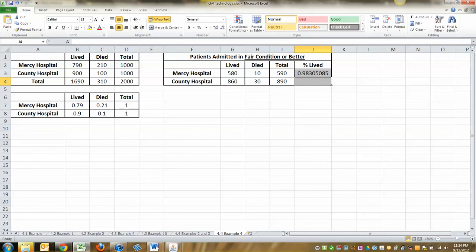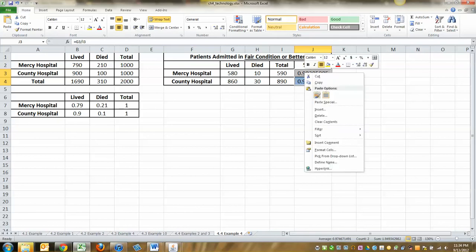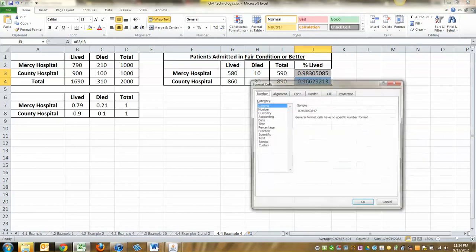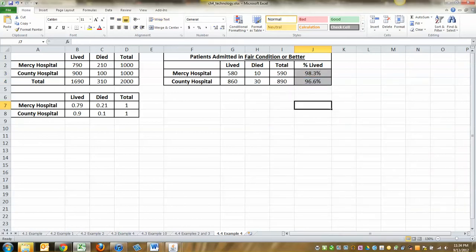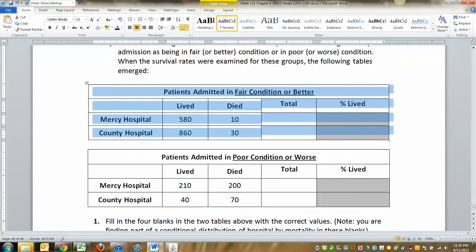And I can do it again. What percentage of County is living? 860 divided by 890. Isn't that interesting? If you want them in percents, just highlight them, go to Format, Cells, and turn them into percents. One decimal place is all I need. Everybody catch that? 98% of Mercy patients live, only 96.6% of County Hospital patients survive.